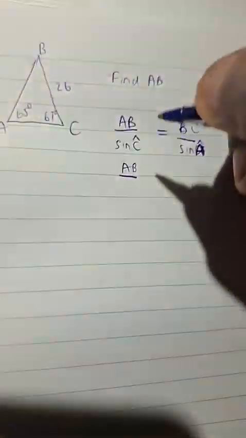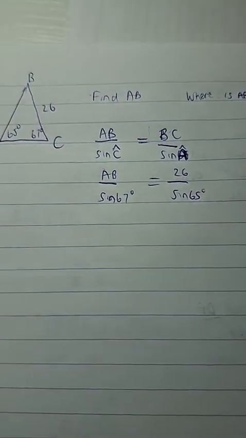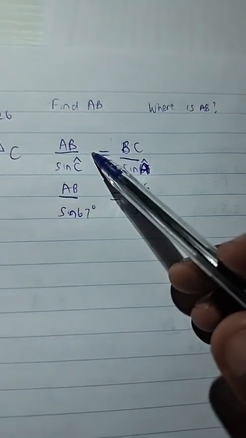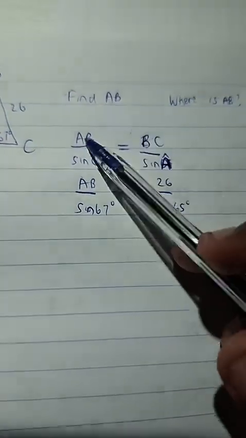So when you have a given side and a given angle, it means one of your fractions is already sorted out. So remember, we wanted AB. AB we don't have, but we have the angle that is opposite AB, which is 67 degrees. So we say sine of 67 degrees is equal to BC, which is 26, over sine of angle A, which is sine of 65 degrees. Now pause here for a moment. I have used that formula where the side is on the top.